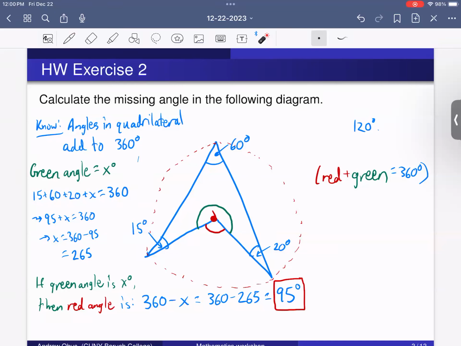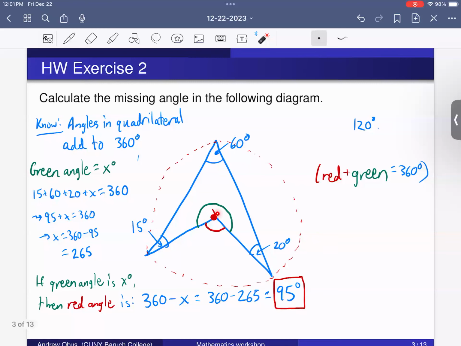It looks like it could be 120, but that would only be if this point was the center of the circle. And we'll talk a little bit about circles and inscribed angles and everything. We'll do that in a couple of weeks. But what this means is that this point is not the center of the circle if you inscribe the triangle in the circle. So this point is going to be a little bit away from the center of the circle.